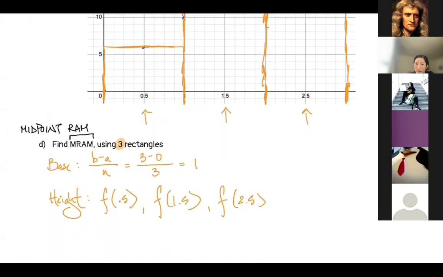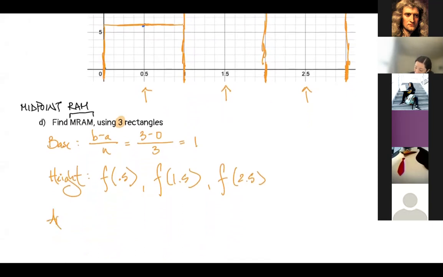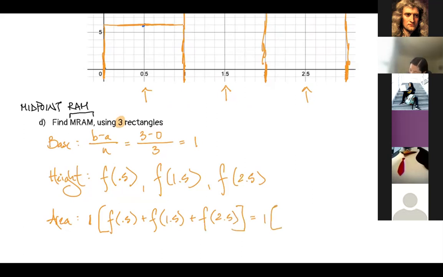So if we want to find our area, we can set this up as, let's be clever, let's pull that base out all the way to the front. 1 times f of 0.5 plus f of 1.5 plus f of 2.5. And I can grab each of those values from the table above. We get 6 plus 15 plus 19. That will be the approximation using the midpoint rule if I have 3 rectangles.